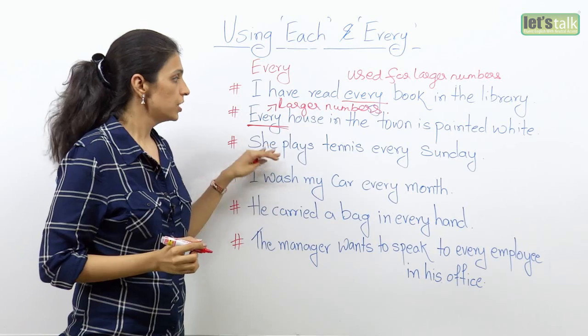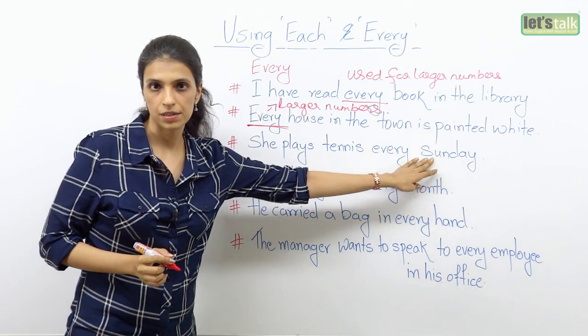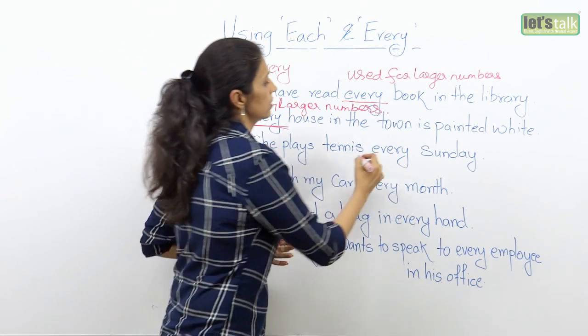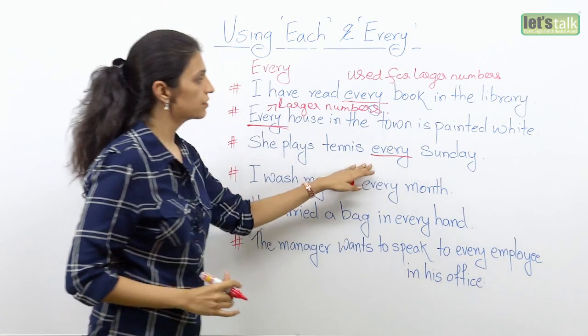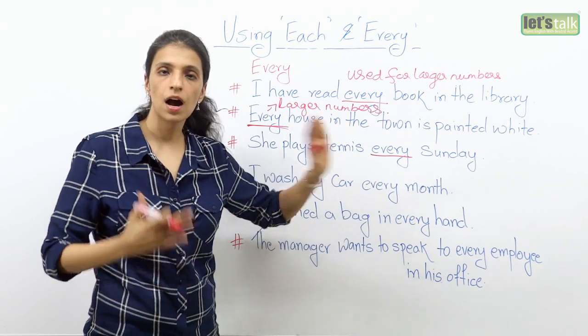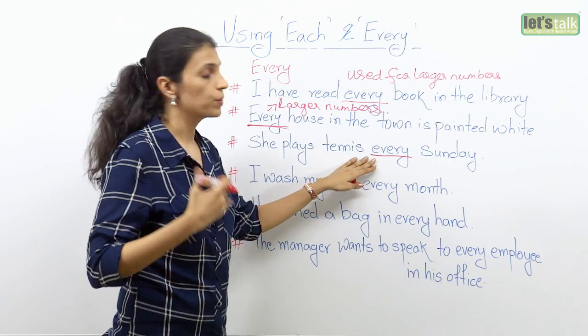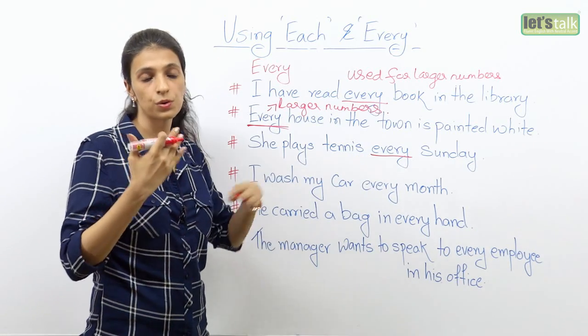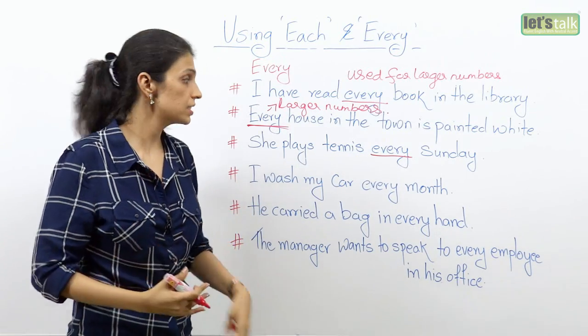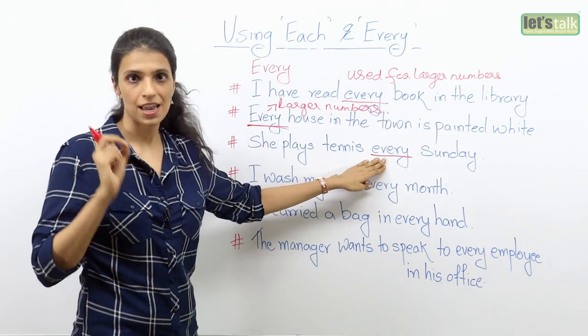Okay, now she plays tennis every Sunday. If you go to see, here I am defining the frequency or telling you how often something happens. So when you say that, or when you talk about a frequency, or when you want to say how often something happens, you use every.